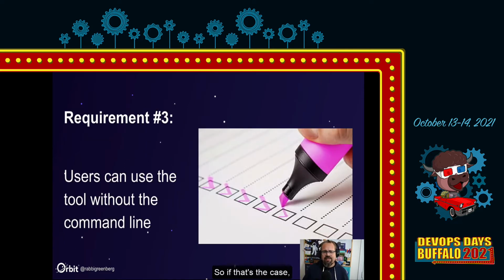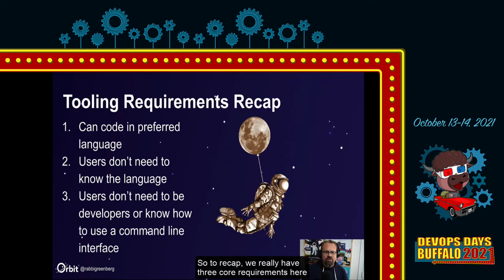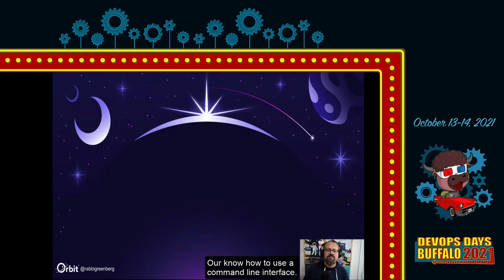So if we want to create tooling that's accessible for people who use CLIs and those who don't use CLIs, we need to make sure that we meet the requirement that users can use that tool without the command line. So to recap, we really have three core requirements here that are essential in the building of these tools. That the developer can code in their preferred language, that users don't need to know the language that the developer wrote in, and that users don't need to be developers or know how to use a command line interface.